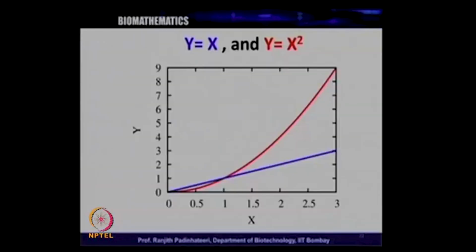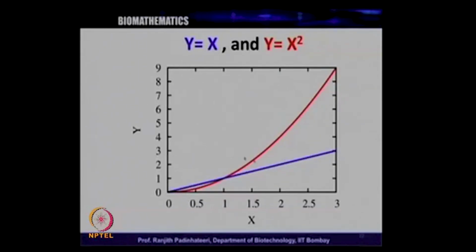So, now we learned two functions, a linear function y equal to x and a quadratic function y equal to x square. Now, let us plot these values in the same graph. Let us see what we get. So, let us compare y equal to x and y equal to x square and see the graph here in the slide. As you can see here, the blue curve is y equal to x, a straight line. The red is y equal to x square. So, the red is curved and blue is straight.